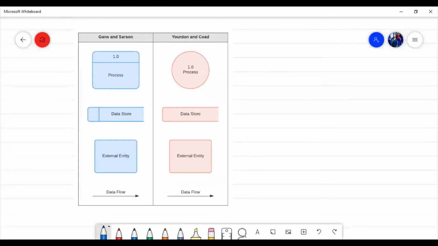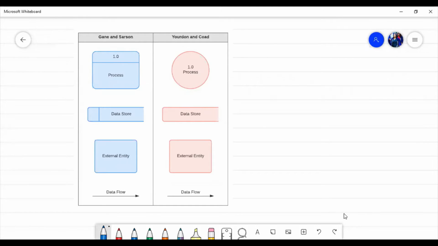And let me share my screen first. Right, so let me share the screen first. Okay, hope it is visible.